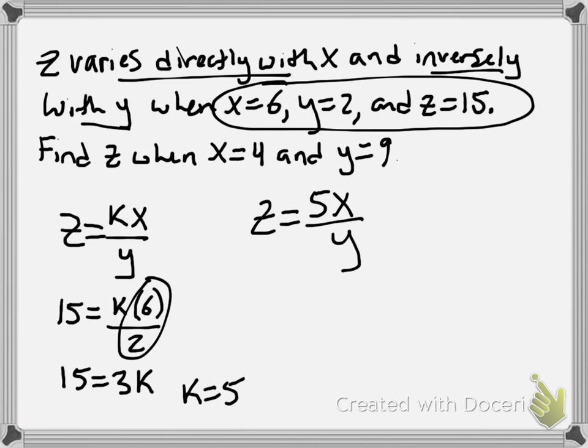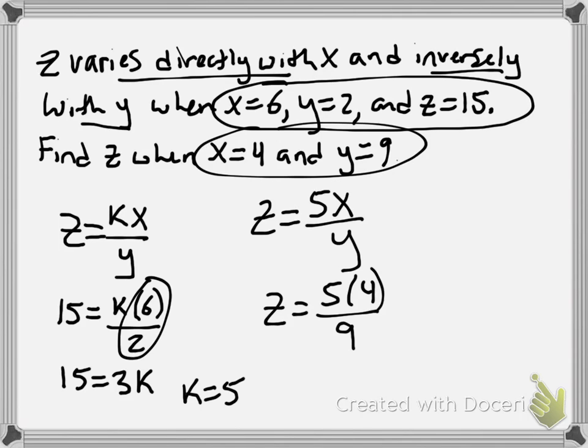Now this one does ask you to go a step farther. It says find z when x is equal to 4. So we're going to plug in 4 for x, and we're going to plug in 9 for our y value. So this one becomes 20 over 9. Again, you could give me the decimal for it, and in this case, that comes out to 2.22. Okay, so just make sure you can do those combined ones.